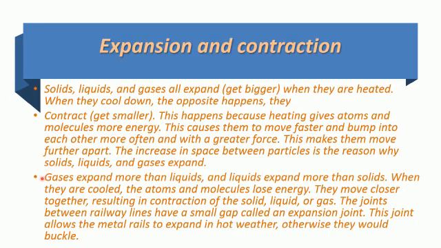Gases expand more than liquids, and liquids expand more than solids. When they are cooled, the atoms or molecules lose energy. They move closer together, resulting in contraction of the solid, liquid, or gas. The joints between railway lines have a small gap called an expansion joint. This joint allows the metal rails to expand in hot weather, otherwise they would buckle.